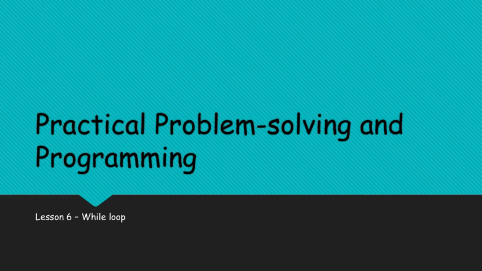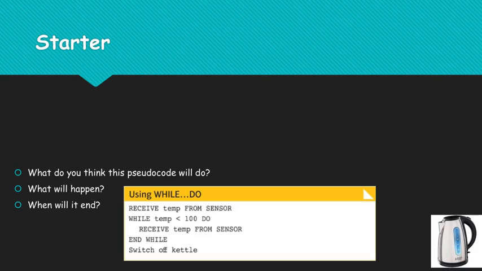Okay, so practical problem solving and programming. This is lesson 6. So we're going to be looking at while loops and how they work. Okay, so a little start activity. We've got some pseudocode here at the bottom. What do we think this pseudocode will do, what will happen, and when will it end?